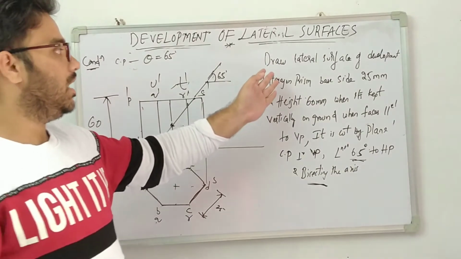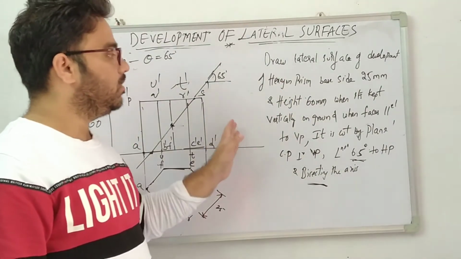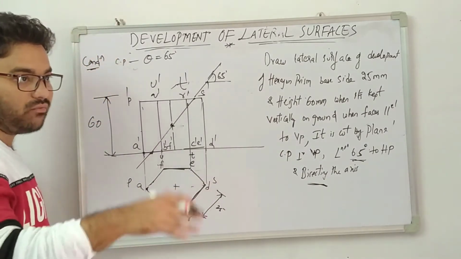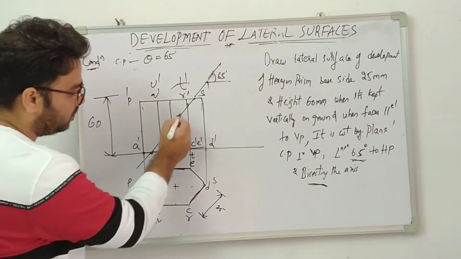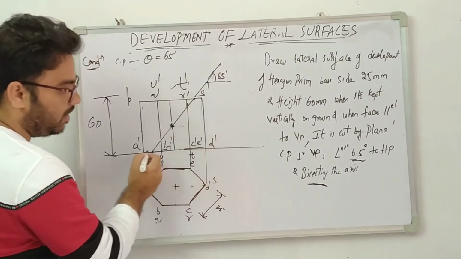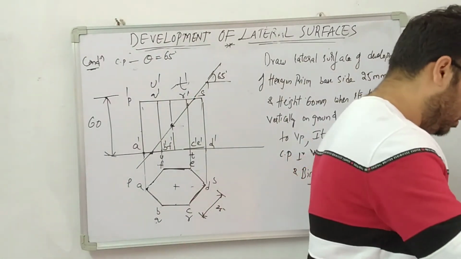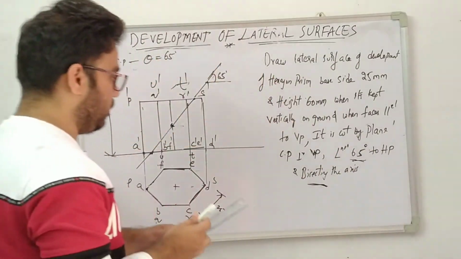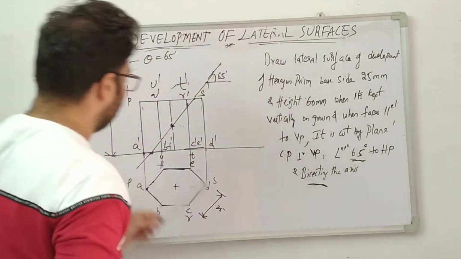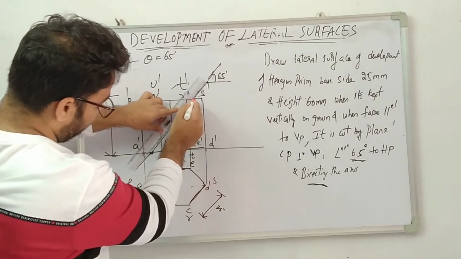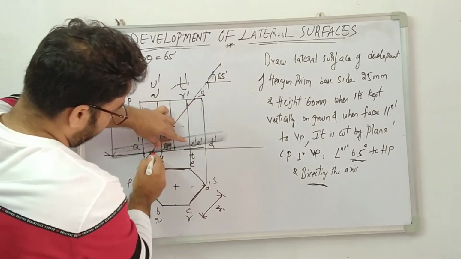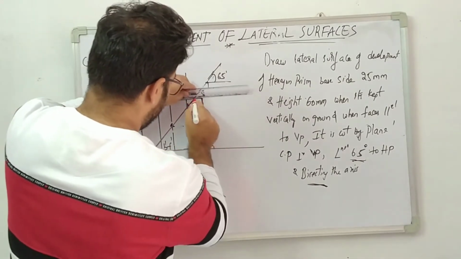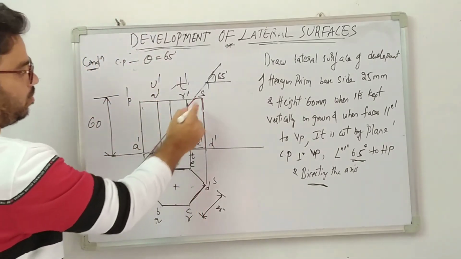Here he asked to draw the lateral development of surfaces. So we need to unfold the object. What is the retained portion here? What is the retained portion after cutting the solid? From here to here is the retained portion. I am highlighting this retained portion. So this is the retained portion of the solid. So you remove this, and now this is the retained portion.